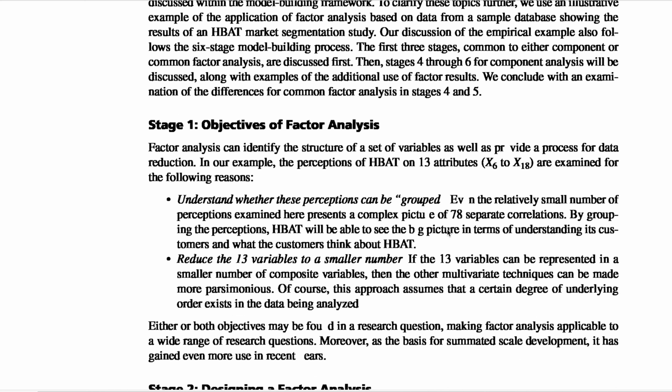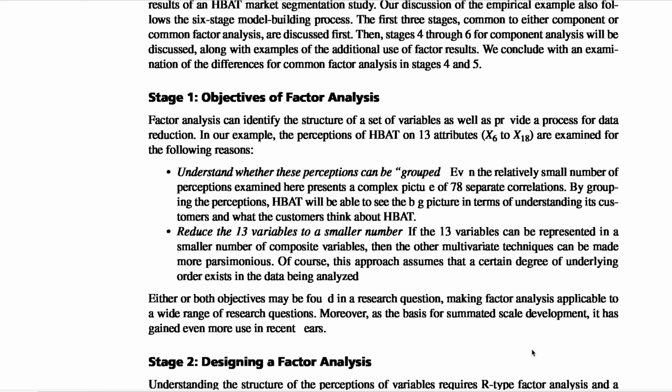Let's talk about stage 1, that is, the objectives of factor analysis. Factor analysis can identify the structure of a set of variables as well as provide a process for data reduction. In this example, the perceptions of HBAT on 13 attributes, X6 to X18, are examined to understand whether the perceptions can be grouped. Even the relatively small number of perceptions examined here represents a complex picture of 78 separate correlations.